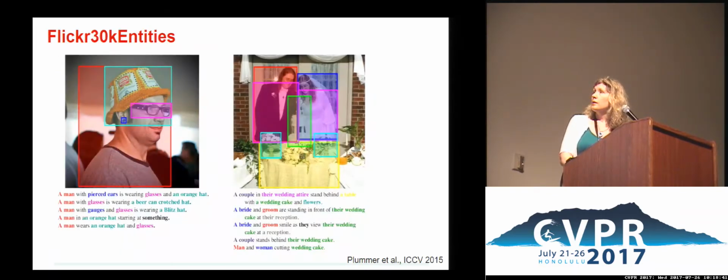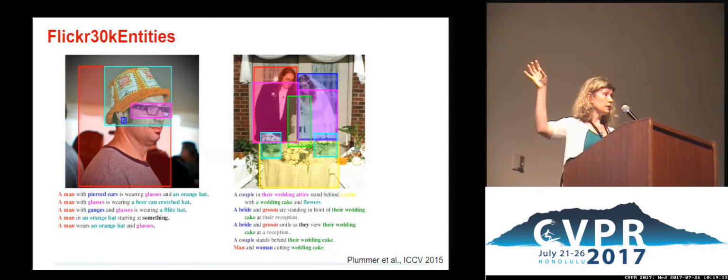To evaluate this in a quantitative way, we used the Flickr30K Entities data set, which Lana talked about this morning. This is a large data set that's annotated very extensively with captions, which you see at the bottom. There are multiple different captions for each image. And the nice thing is that for each phrase, like noun phrases such as pierced ears or glasses or an orange hat, each of those phrases has a corresponding bounding box annotated in the image.